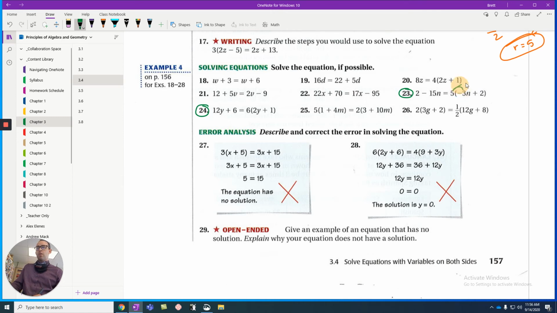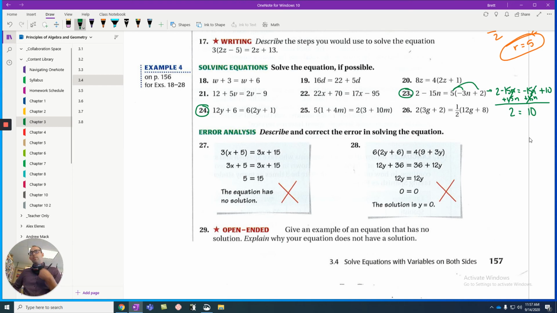First thing we're going to do here is we're going to go ahead and do our distribution. This whole equation would then be 2 minus 15n equals 5 times negative 3 would be negative 15n. And 5 times 2 is plus 10. At this point, I need to move one of my n's. I'm going to go ahead and move my n to the left, so I'm going to add 15n. For the most part, guys, these will be solvable, and you'll see that. But something just happened. N on both sides canceled out. There are no n's left. That leaves me with a 2 on the left equals 10 on the right.